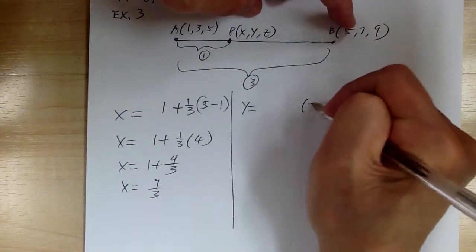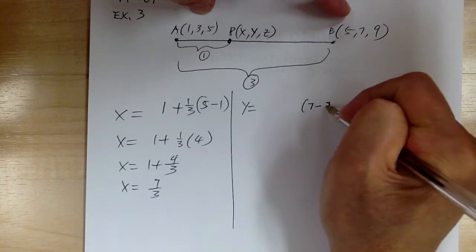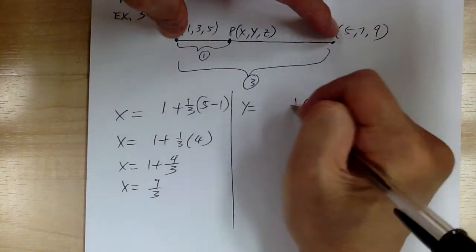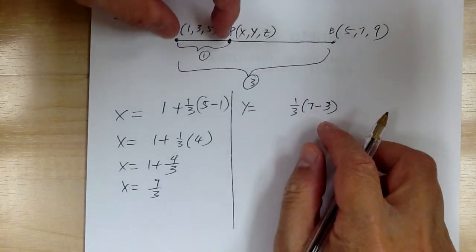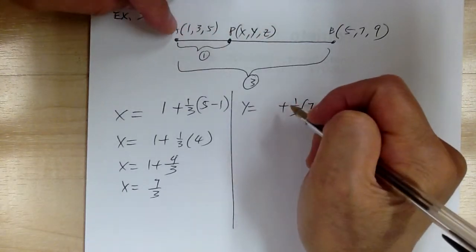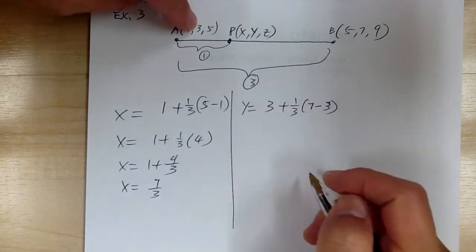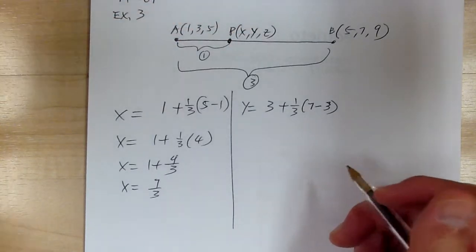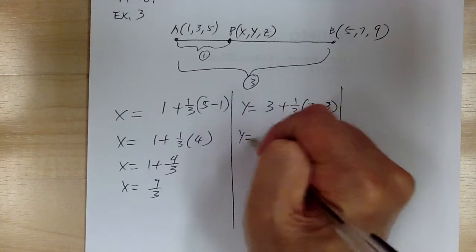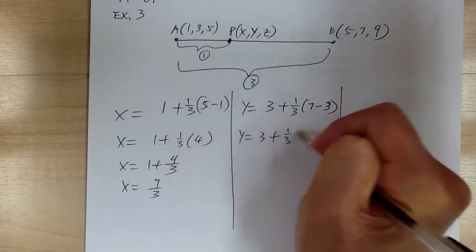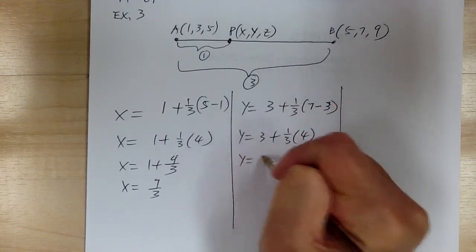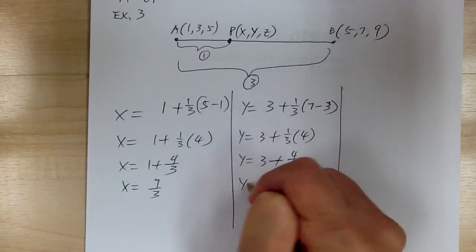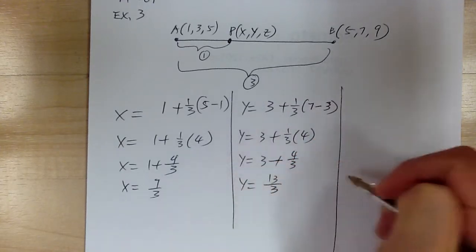First you start with 7 minus 3. So 7 minus 3 is this whole length. You multiply by 1/3 to get this length. And you have to add what you start out with, right? So you start at 3, and you add this length, that's how you get to the y. Okay? So y equals 3 plus 1/3 times 4. So y equals 3 plus 4/3. So y equals 13/3.